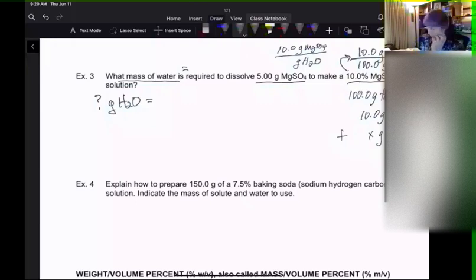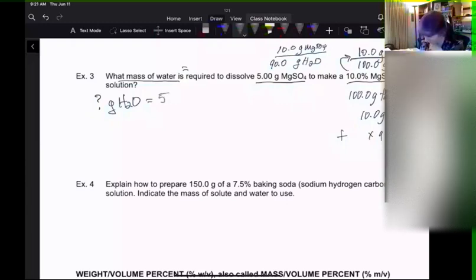Right? So 100 grams total means that we must have 90 grams of water, and that would make the 100 grams total. So we could use that. Or if you approach it a different way, we could do it a different way too.